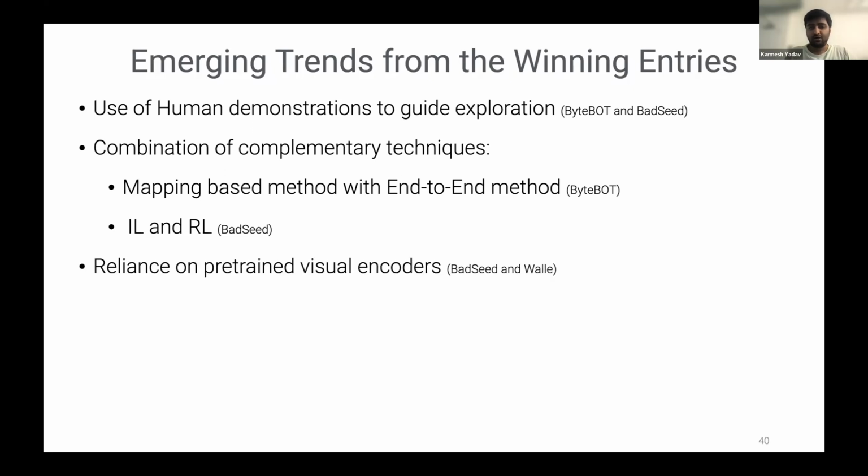Then we also saw reliance on using pre-trained vision encoders by Badseed and Wally. Badseed uses vision encoder trained on images from Habitat, while Wally uses the CLIP encoder. Finally, we also saw some introduction of transformer for long-term memory in ObjectNav task by Wally. Let's see where all these improvements lead to in the next version of the ObjectNav challenge.